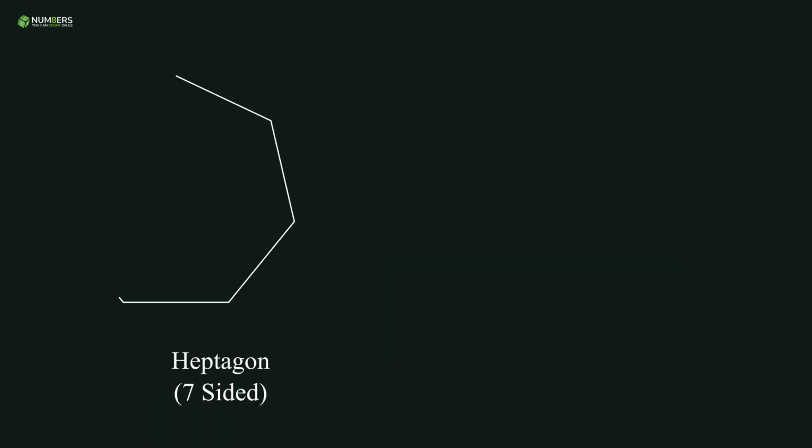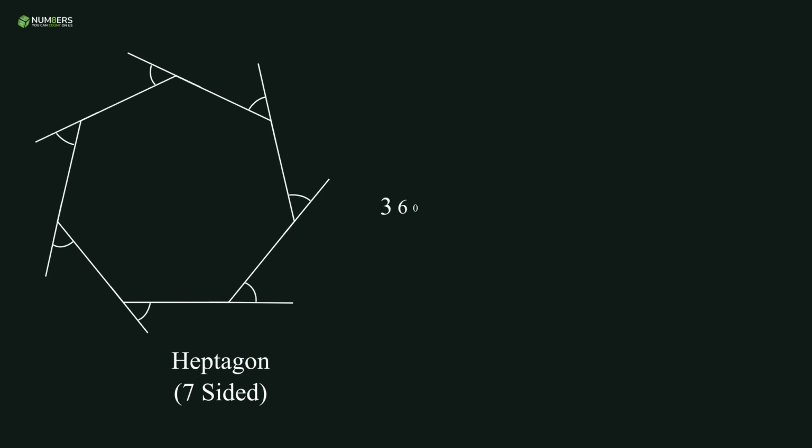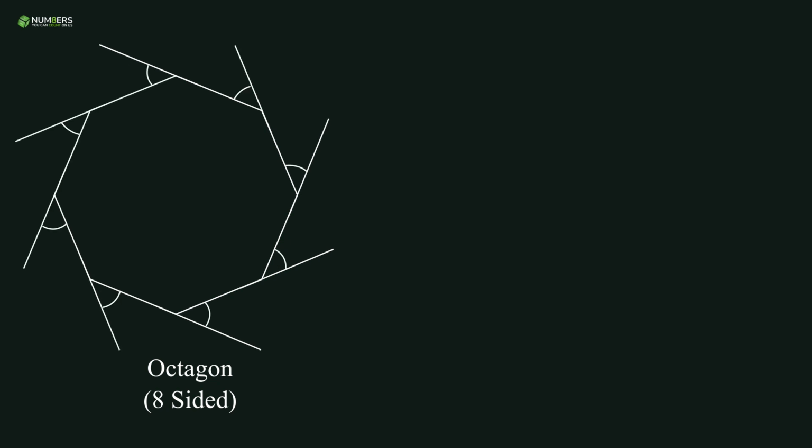For example, a heptagon, a 7-sided shape, will have an exterior angle measuring 360 divided by 7, which is equal to 51.43 degrees. A regular octagon, an 8-sided shape, will have an exterior angle measuring 360 divided by 8, which equals 45 degrees.